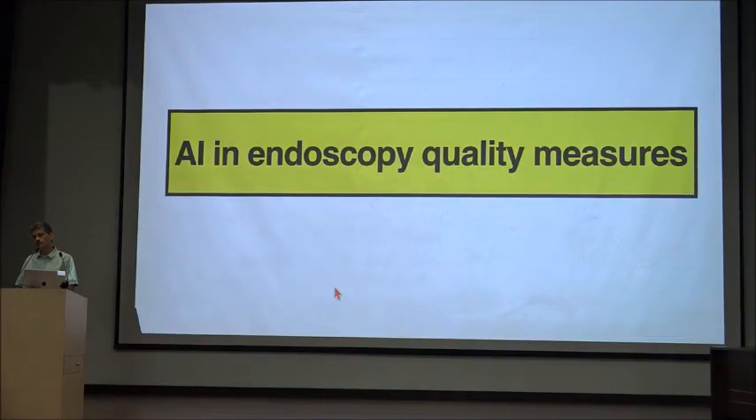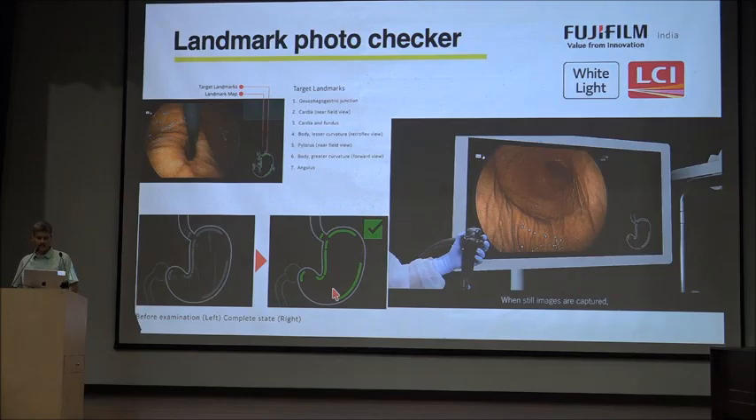But for this house, what is very important is AI in endoscopy quality measures, how we can improve, since we deal with fellows here. So again, Fujifilm has launched this landmark photo checker, and there have been 6 installations in India, including Kokilaban, Fortis Jaipur, and 4 other places. They have already purchased it. So this basically tells you how much of the stomach you have evaluated. So the first step is that you don't do a cursory upper GI. If you have missed an area in the stomach, it will flag you, and I'll show you how.